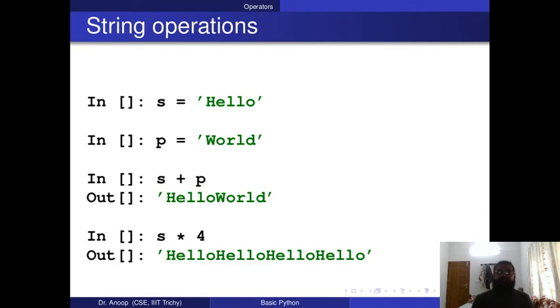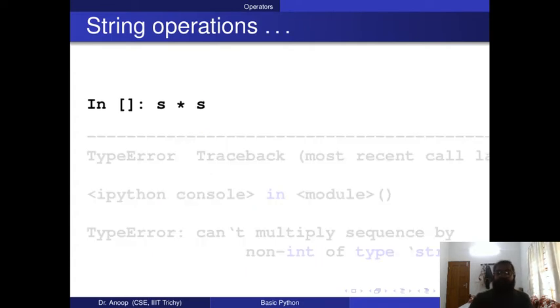Then you have string operations. You have s is equal to hello, p is equal to world. s plus p will concatenate hello and world and put them together as one single string, helloworld, without spaces, of course, because s and p did not have spaces. Then s into 4: s has the value hello, so s into 4 will repeat hello four times, giving hellohellohellohello, again without spaces.